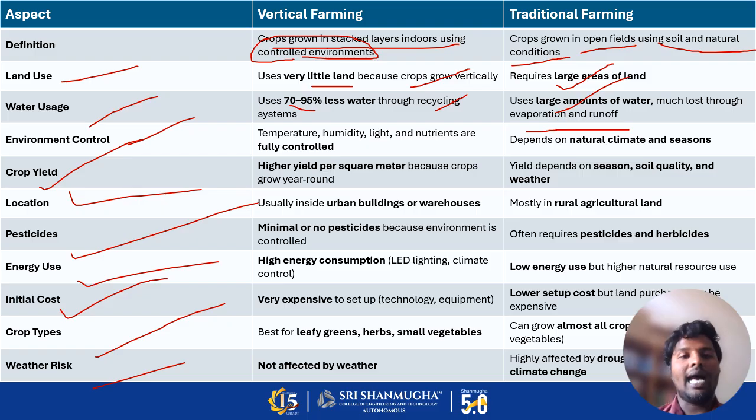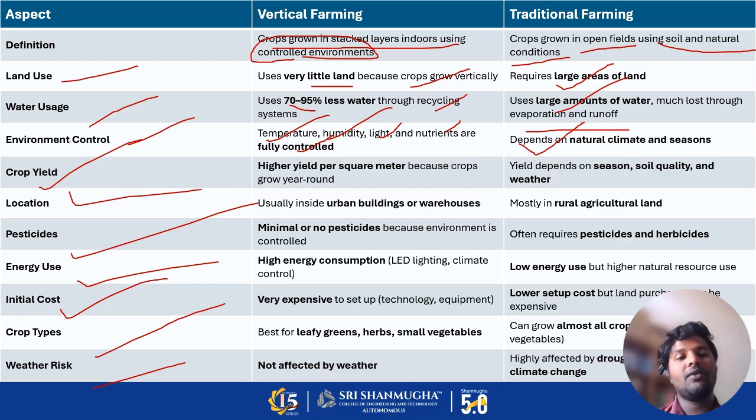Then in the aspect of environment control, in vertical farming, temperature, humidity, light and nutrients are fully controlled with the help of AI and IoT tools. So this is one of the things that we can recommend about vertical farming. But in traditional farming, we fully depend on the natural climate and seasons for the environmental aspects.